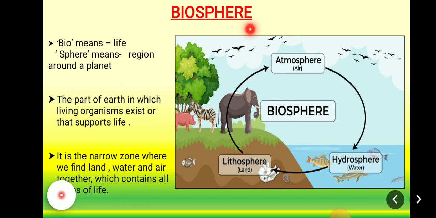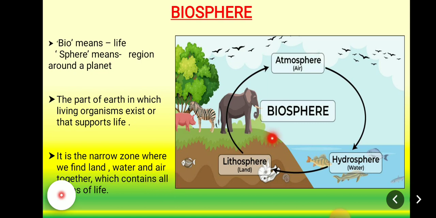Now biosphere. Bio means life and sphere means region around the planet. It is the part of earth in which living organisms exist or that supports life. It is the narrow zone where we find land, water, and air together, which contains all forms of life.